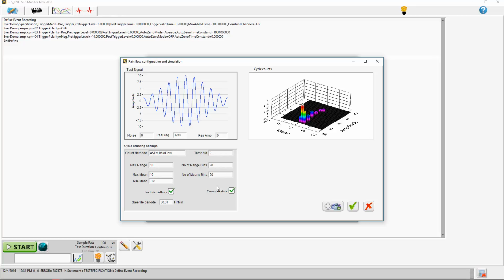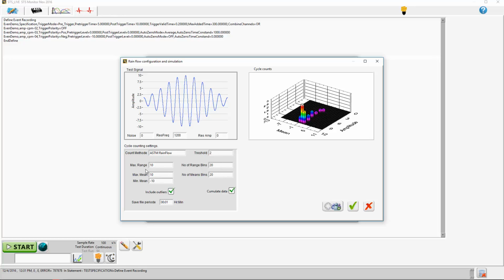If that is a long period of time, you don't want to have the risk that there is no data at the end of the day because something happened, like the battery system of your monitoring system depleted. So we can save the files in between, but keep accumulating the data. When the test is ended, there will be a file, the end file, that has all the data for the rainflow count.